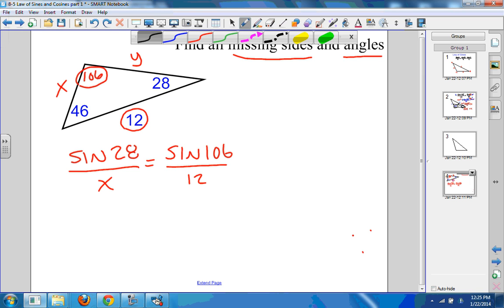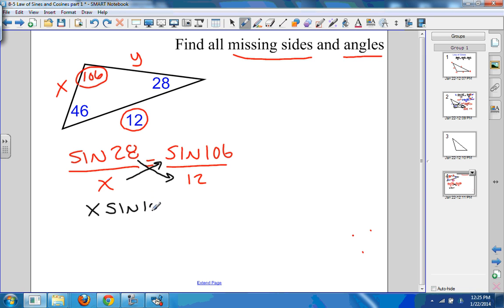So if I cross multiply, I get x times the sine of 106 is equal to 12 times the sine of 28. That's perfectly allowed. We can cross multiply when we have two fractions that equal each other. So that simplifies things a little bit. Now we don't need fractions. We got rid of those, which is a plus.